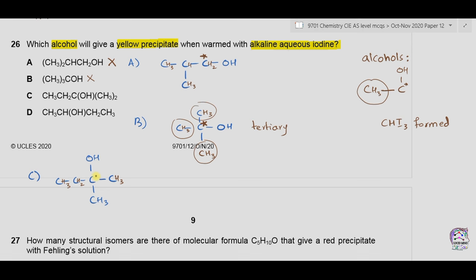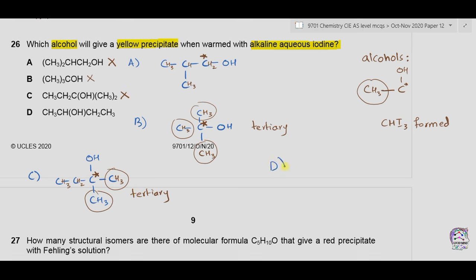Again we can see that OH is attached with this carbon, which is directly attached to 3 other carbon atoms. So this is also an example of tertiary alcohol, and tertiary alcohol does not oxidize further. So C is also incorrect.